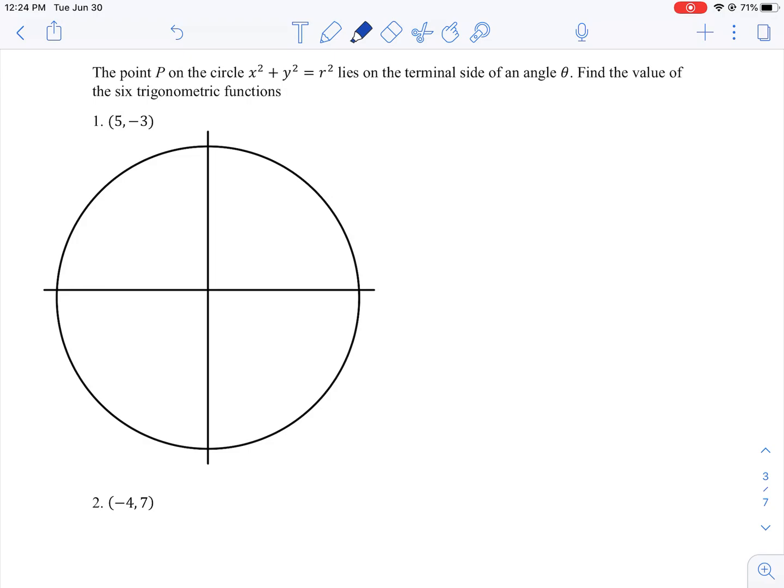The point P on the circle x squared plus y squared is equal to r squared lies on the terminal side of an angle theta. Find the value of the 6 trigonometric functions.